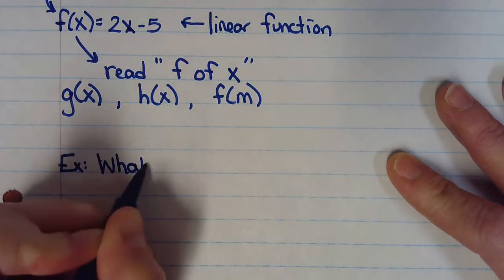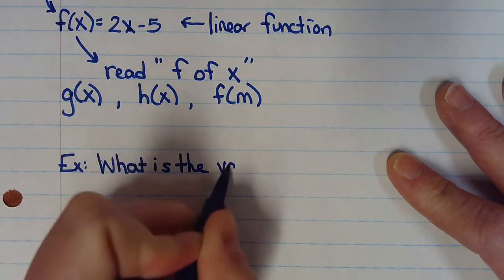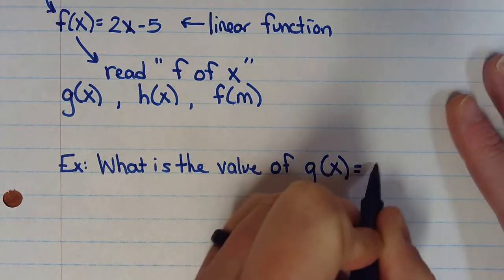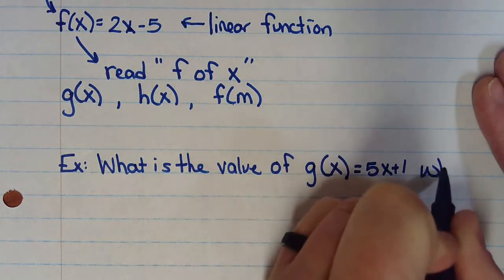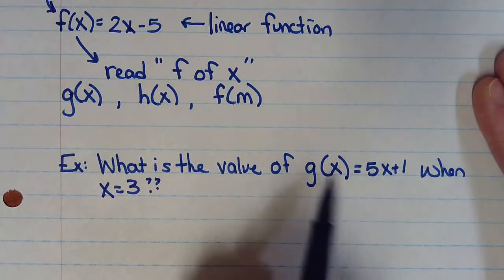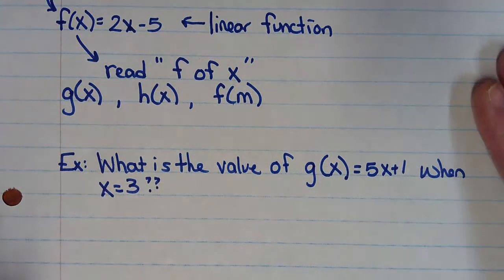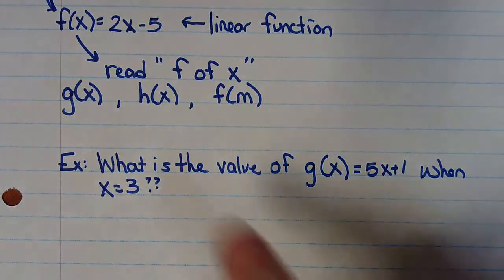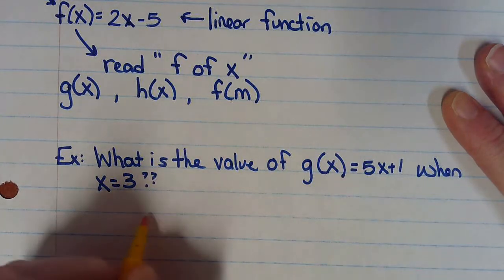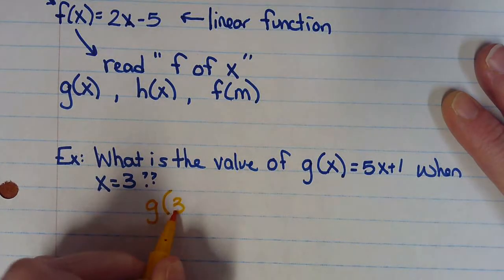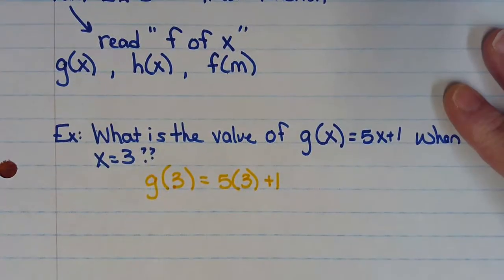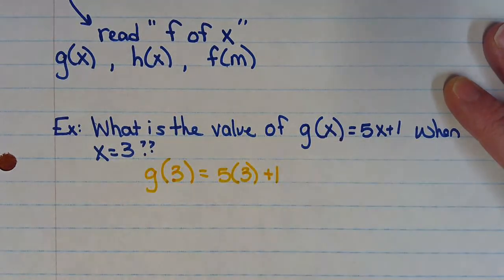It would say, what is the value of, and just for fun I'm going to use g, g of x equals 5x plus 1 when x equals 3. I want to figure out the value of this function when x is 3. All you do is take this 3 and plug it into your function for x. There are two x's in our function, so we plug it into both spots. So we have g of 3 equals 5 times 3 plus 1. Basically we're just substituting this value in for x.